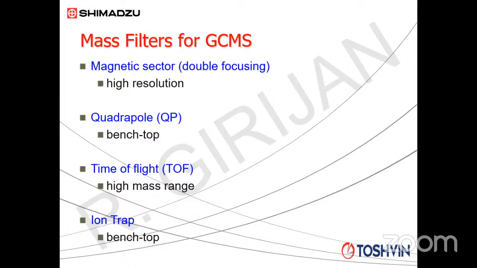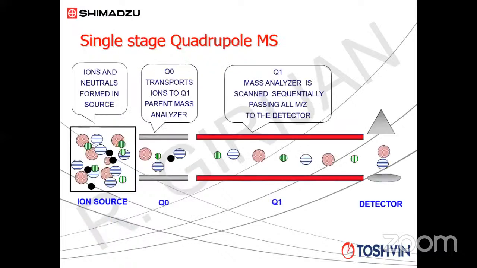Then the ion trap system is also a benchtop model. Ion trap is also a good instrument, but the only thing is it has some inherent problems when it comes to qualitative identification. And that's the very reason quadrupole has become a very, very preferred system today. So a single quadrupole MS, that is what we are discussing now.